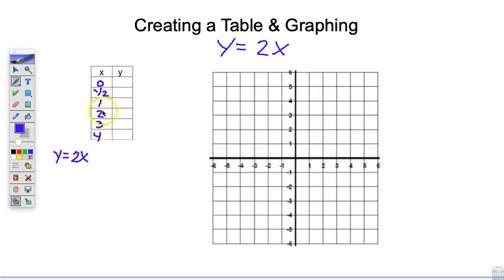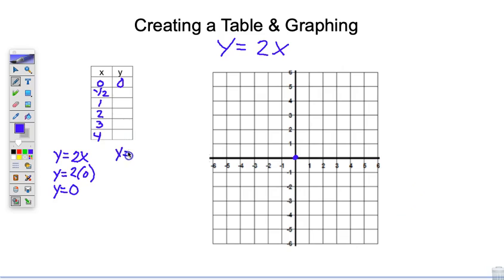For each one of these x values, I'm going to substitute it into the equation. So I'll start with 0, because I would like to see what the y value is going to be when I plug in that 0 for x. 2 times 0 is 0. So that means when x is 0, so is y. Then you can actually graph that point. 0, 0 is located right there on the coordinate plane.